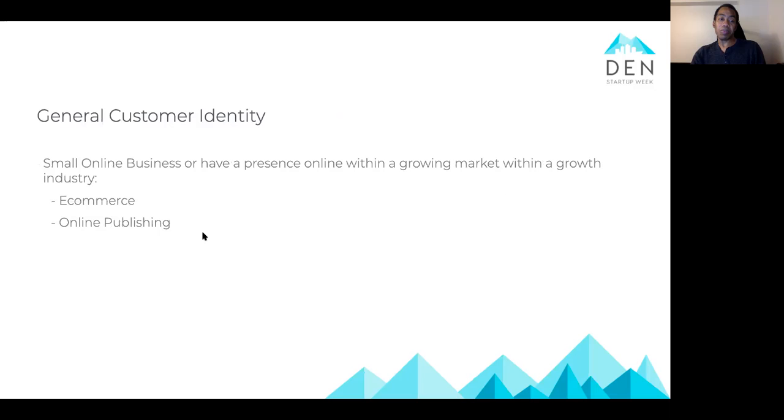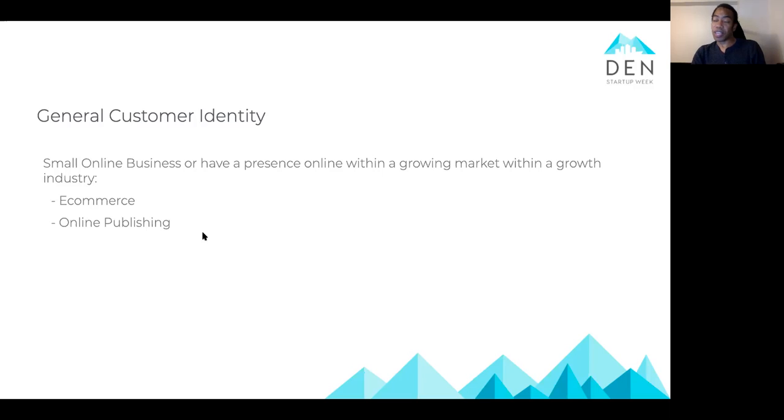So, thinking about the general customer identity, you want to think about what's a good customer. It's a customer that's a business in particular, not a consumer. Consumer businesses are very hard as a customer. Online businesses are easier because you're basically solving a need, specifically businesses that have an online presence and are in a growing market.